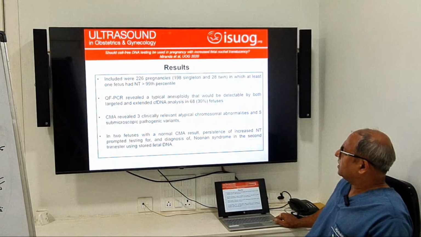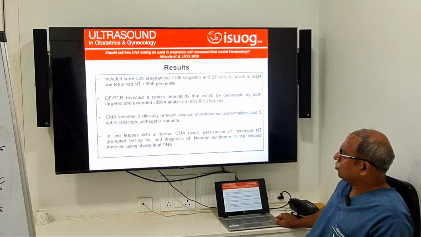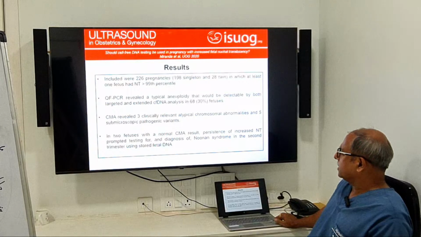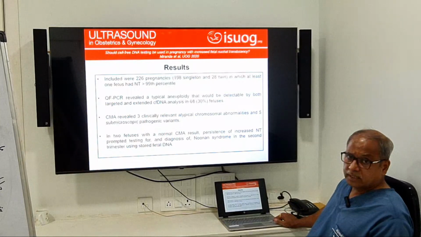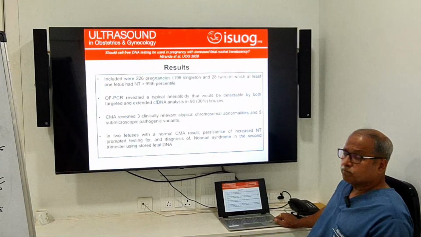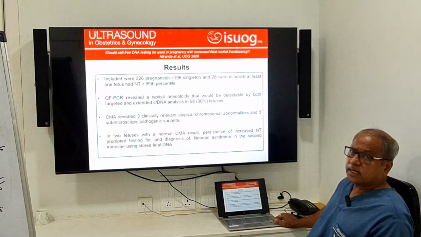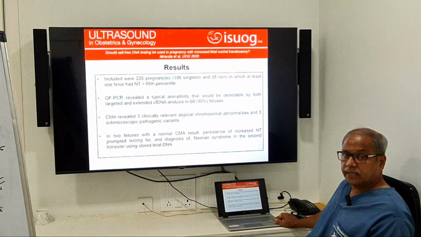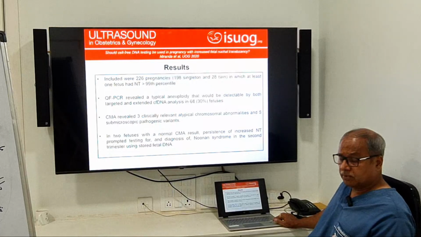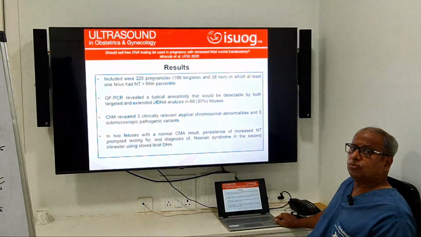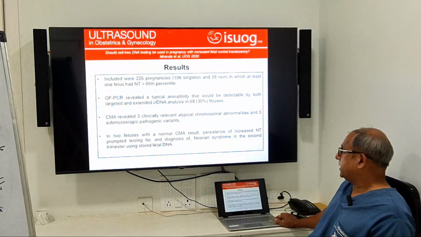CMA revealed 3 clinically relevant atypical chromosomal anomalies and 5 submicroscopic pathogenic variants. In 2 fetuses with a normal CMA result, persistence of increased NT prompted testing for diagnosis of a very important syndrome, Noonan syndrome, in the second trimester using stored fetal DNA. Now, Noonan syndrome is a RASopathy, which is not detectable by cell-free DNA or even by QF-PCR, or sometimes even by chromosomal microarray. But this RASopathy, Noonan syndrome, will cause an increase in NT.